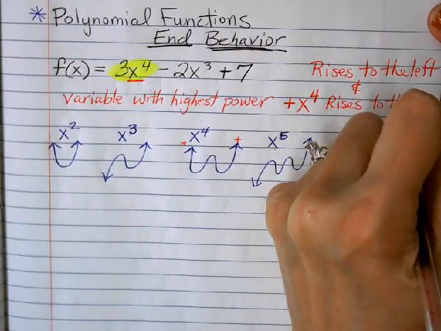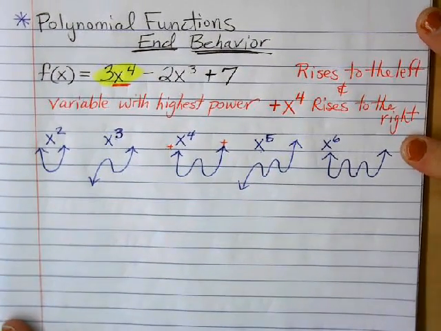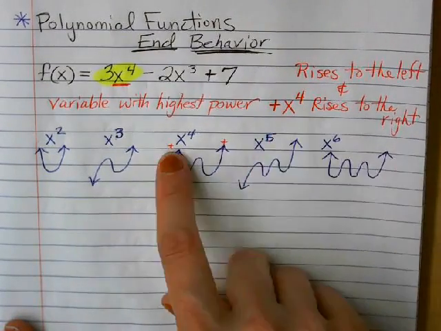That's how they say it on the assignment. It's like multiple choice, and you have to find the one that says rises to the left and rises to the right. This fourth power one rises on both sides.